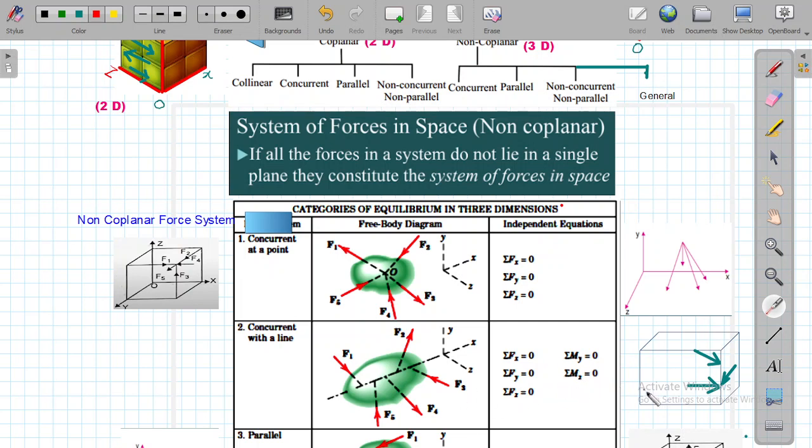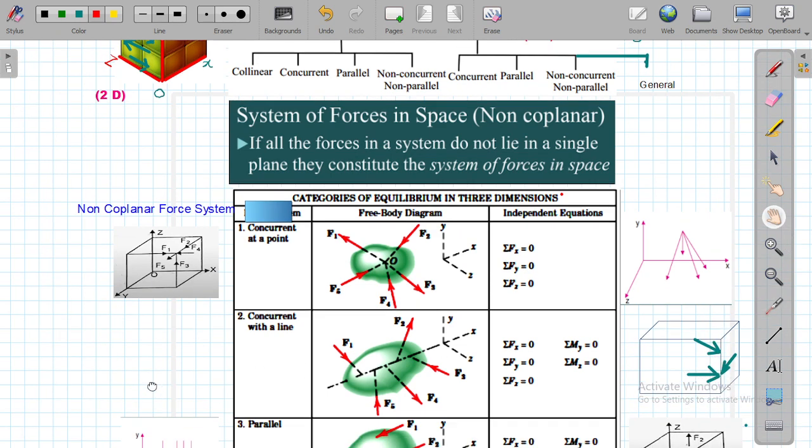Okay, you cannot write sigma Mx equal to 0 over here, because all these forces are concurrent with a line which is parallel to the x-axis. You can always write the other moment equations, because these force components have the tendency to rotate the body about the y-axis and the z-axis. I have also given you a very good example over here. If you see, these forces are lying in different planes, but they are all concurrent with this line. This example will help you further.